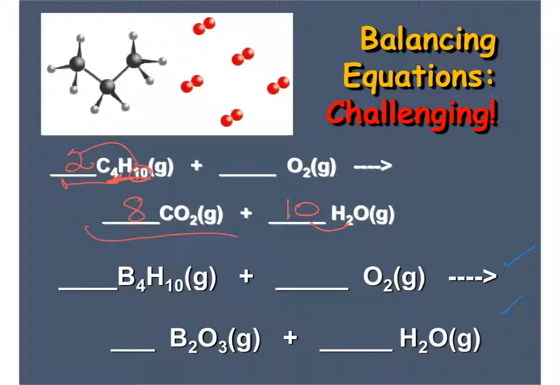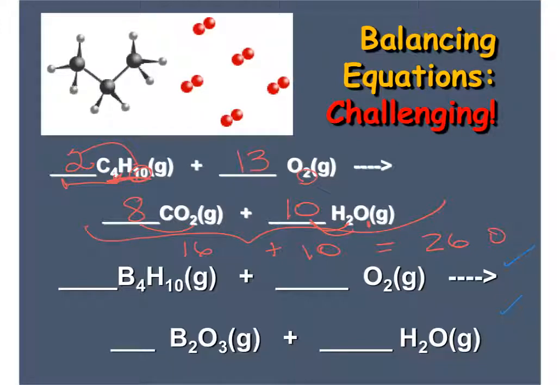Now I need to count total oxygen on the product side again. So 8 times 2 is 16. 10 times 1 is 10. So now I have 26 oxygen on the product side. And how do I get 26 on the reactant side? See, now I can do a whole number.